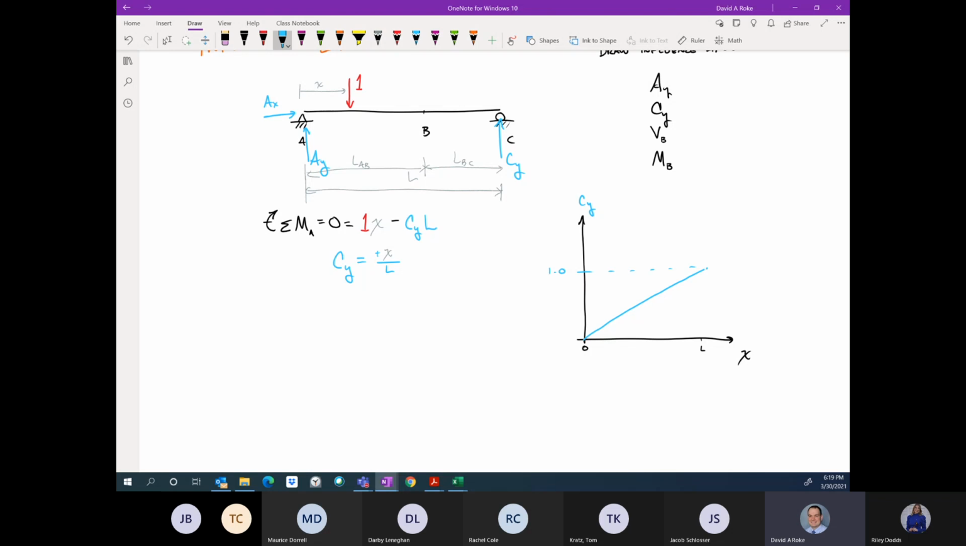And now that I have that, I could even go one step further and say, let's sum the forces in the y direction. I'll assume downward is positive. That must equal 0. So I have negative AY plus 1 minus CY. And so AY is equal to 1 minus CY. CY is x over L. So AY is 1 minus x over L.